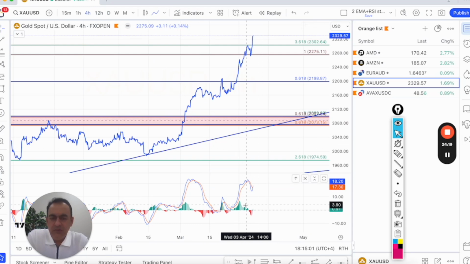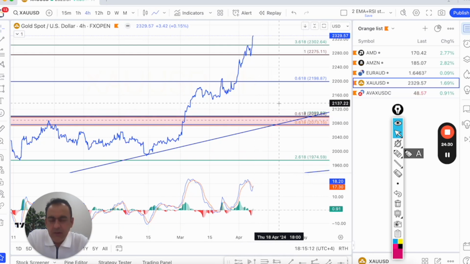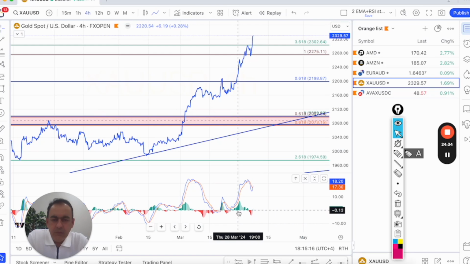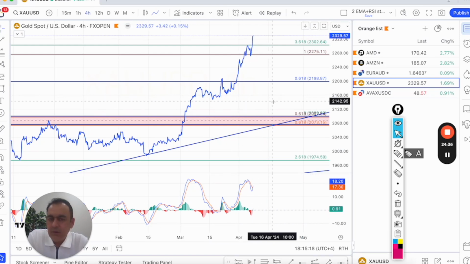Moving to 4 hourly chart, I do not see any signs against. I see higher high formation on the 4 hourly chart with higher high formation on MACD histogram, higher high formation on MACD lines, and it's continuing in the bullish direction. So I do not see any signs against on the 4 hourly chart.